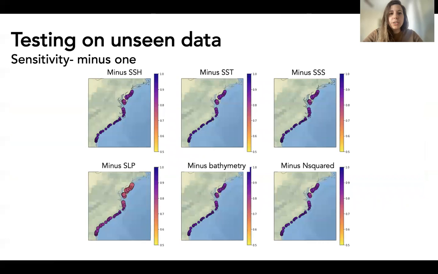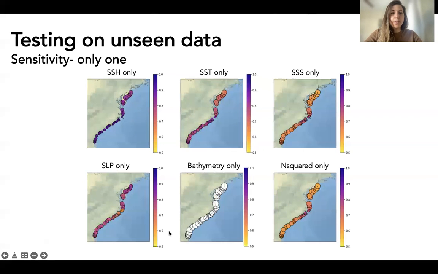We're also looking to see what happens if we remove one of the input variables. Are they all necessary? How does the network perform? So for instance, here we remove sea surface height, remove sea surface temperature, and so on. One thing worth pointing out is if we remove sea level pressure, especially in this northern region, the results decrease. So atmospheric dynamics might be a very important part of that region. So again, this is already hinting at the physics of the location.